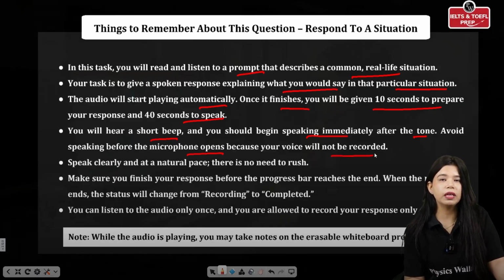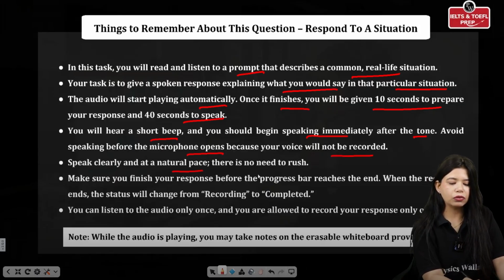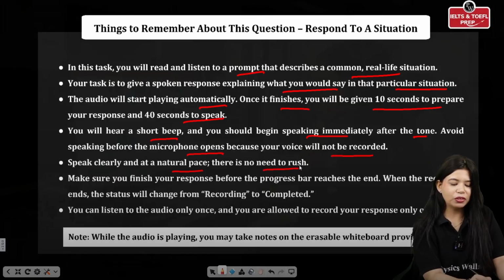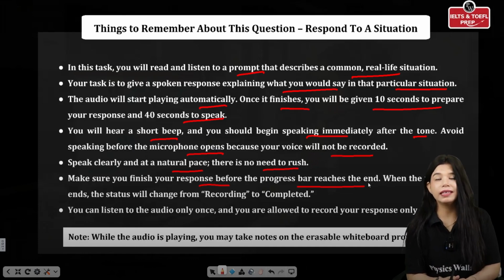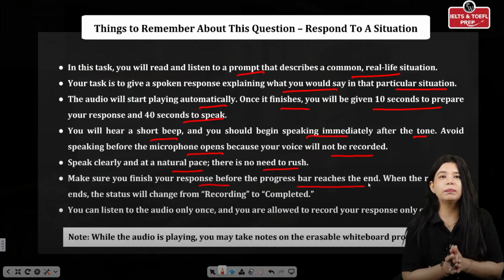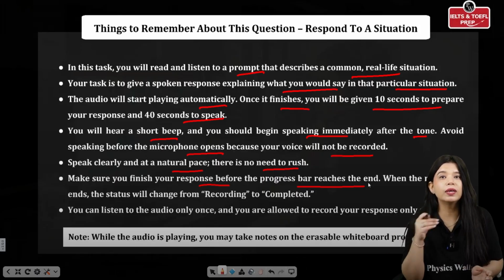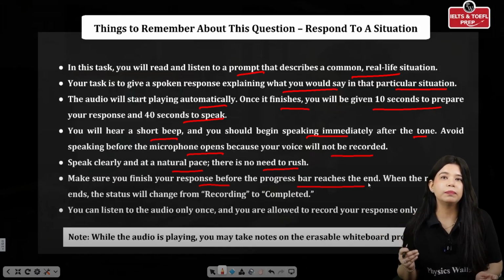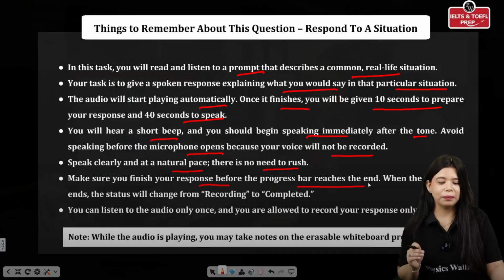Once you hear that beep, only then start speaking. Speak clearly at a natural pace. There's no need to rush. Make sure you finish your response before the progress bar reaches the end. Exactly. It should not be such a case where the progress bar has reached the end and you were still speaking. Your answer was still incomplete. That should not be the case. You should be able to end your answer in time.